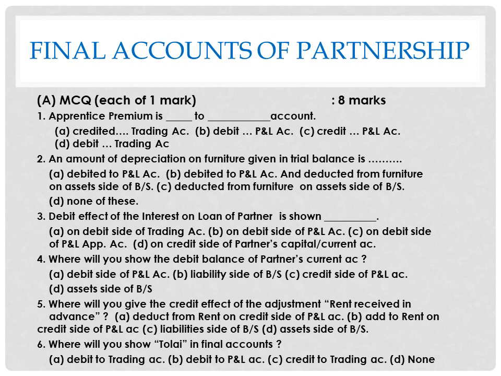Sixth one, where will you show TOLI? I repeat, TOLI in final accounts. A debit to trading account, B debit to profit and loss account, C credit to trading account, D none of these.